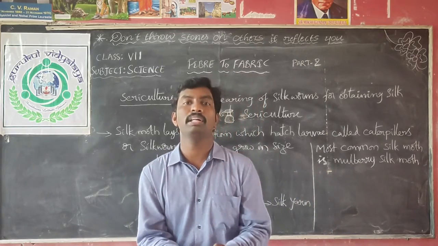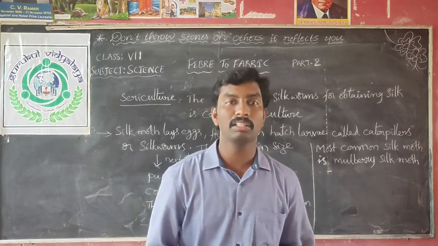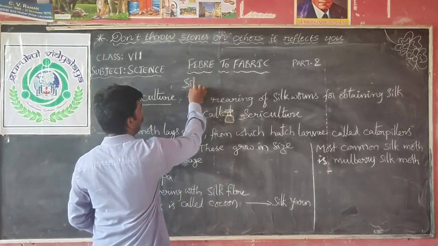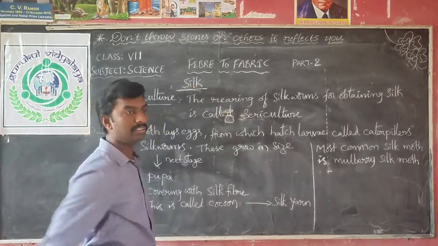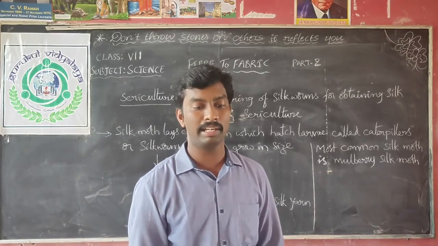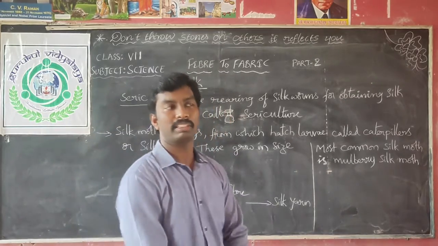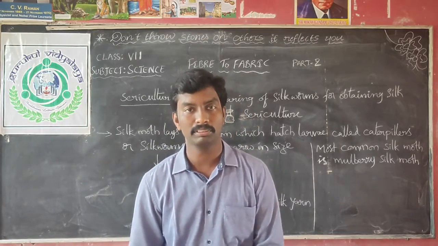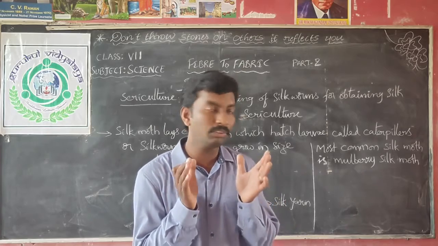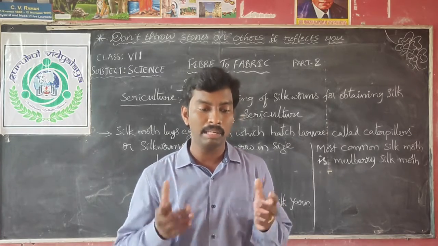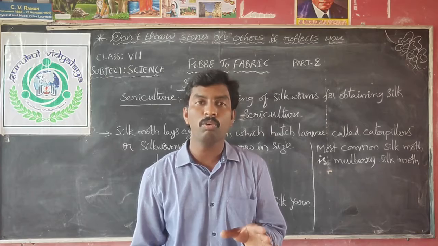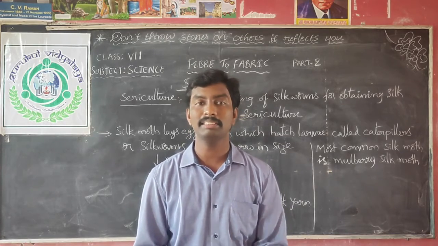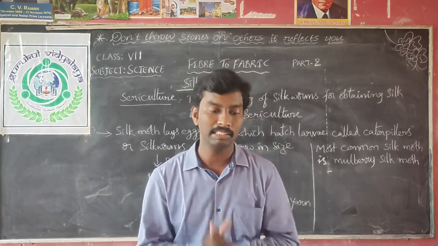Now we are going to discuss silk. Here we are discussing the natural fiber silk, and how silk is obtained. Before that, we have to understand that silk fibers are also called animal fibers. Why are we calling it like that? Because silkworms spin the silk fibers.